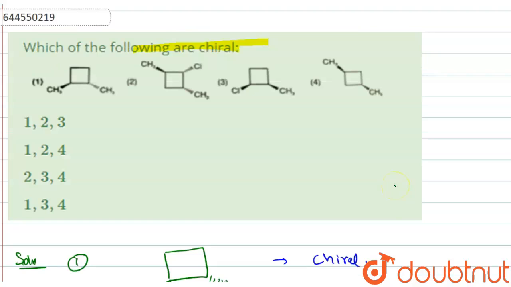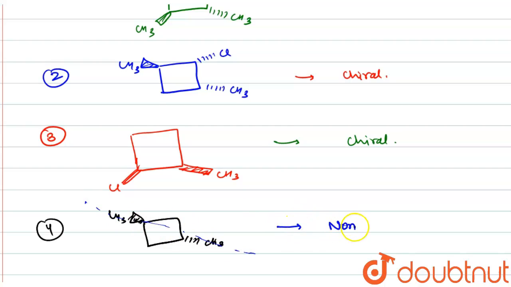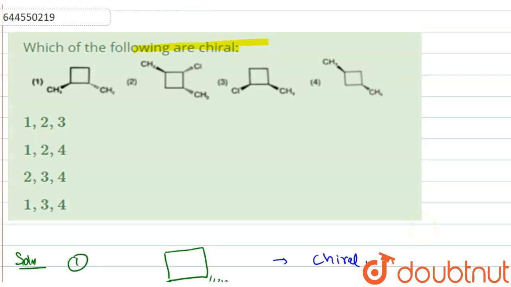Let's see the last one, in which 2 CH3 are present on opposite sides of the cyclobutane. One is at dash position and another one is at wedge position, which means outside the plane. So if we cut the compound diagonally, then we can get two equal halves. So this is a non-chiral compound because it contains a plane of symmetry. So 1, 2 and 3 are chiral compounds. So option first is the correct option.